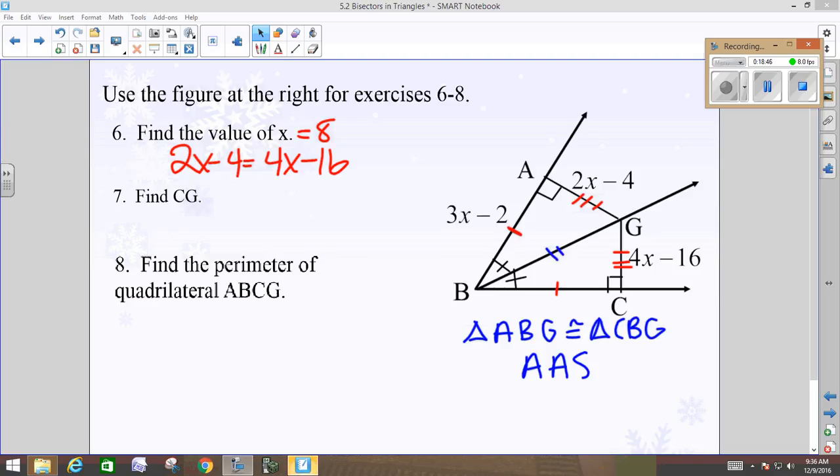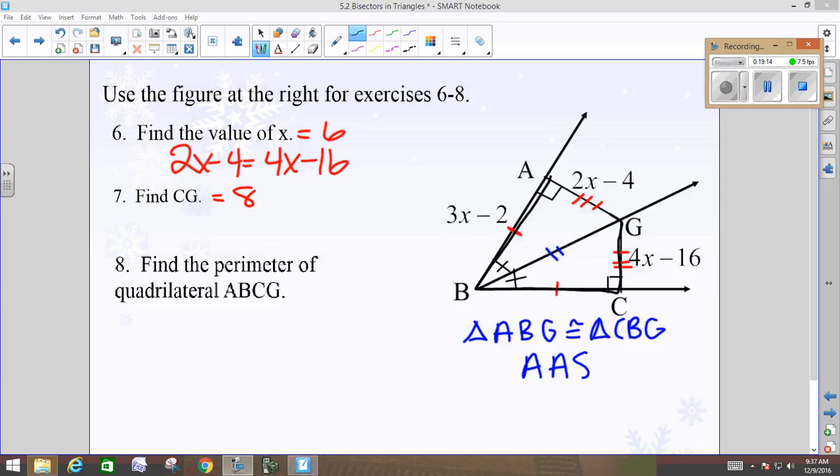No, you don't have to mark it all. Find the length of CG. So now I'm going to plug this in. 4 times, is it 8? It's not 8. It should be 6. Come on, guys. 6. If it's 6, 4 times 6 is 24. 24 minus 16? 8. That's 8. CG would be 8. The last one, you have to find the perimeter of quad ABCG.